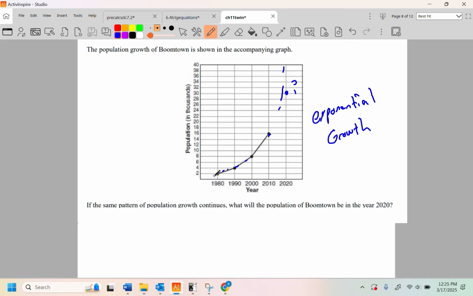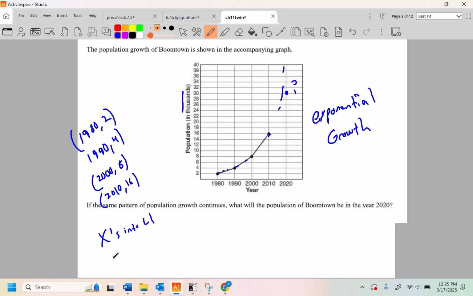So what we're going to do is create ordered pairs. This is 1980 and 2. Then we have 1990 and 4, and this is probably in thousands, so it's 1990 and 4,000. You don't have to write the 4,000. Then we have 2000 and 8, 2010 and 16. I have stuff I can put into list 1: x's into list 1, y's into list 2. So I'm going to throw this at my TI-84.